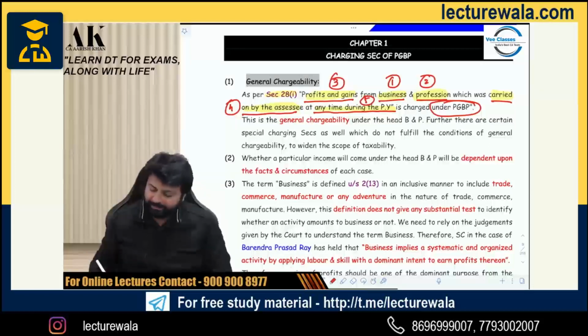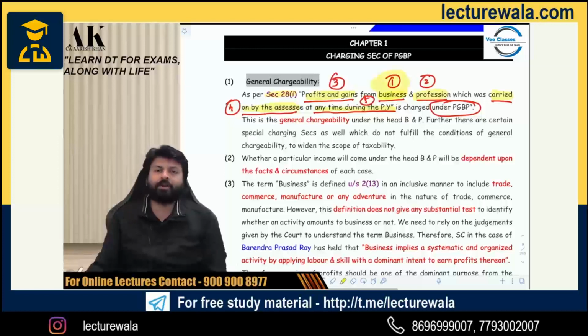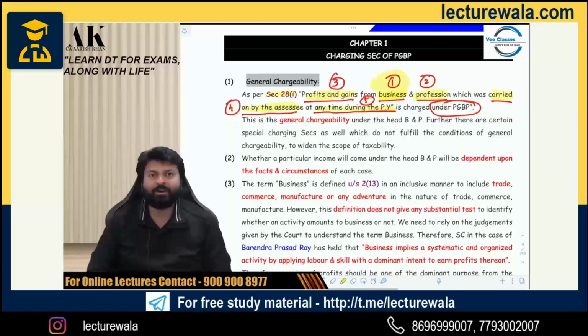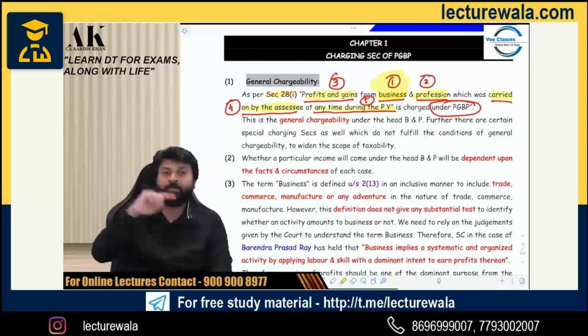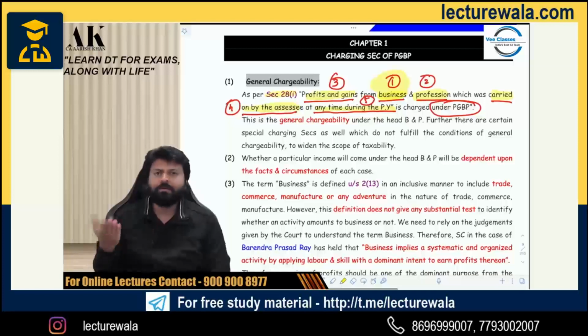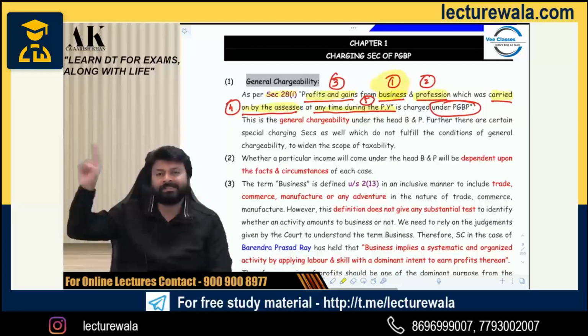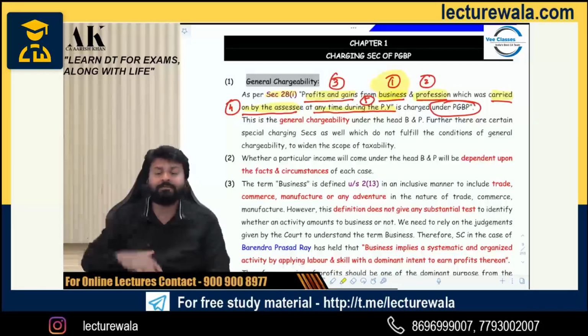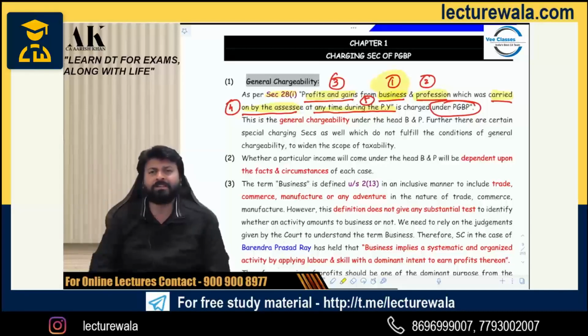So the first thing that I am interested in here is, what do you mean by the term business? I will be targeting all the points one by one. And these are all debatable points. You'll come to know in the next half an hour how debatable this concept is, that what comes in the charging section and what does not. If you want to get covered in PGBP, you have to fulfill these two lines first. In case you don't fulfill these two lines, then there are certain special charging sections that we'll see later. But at least first of all, try to cover in general charge. If we do not fulfill the general charge, then we'll talk about special charge.